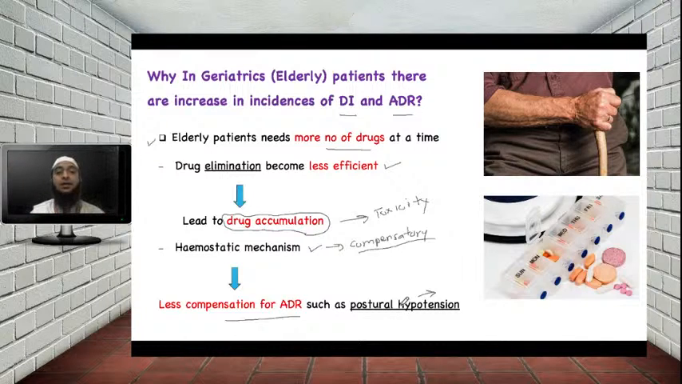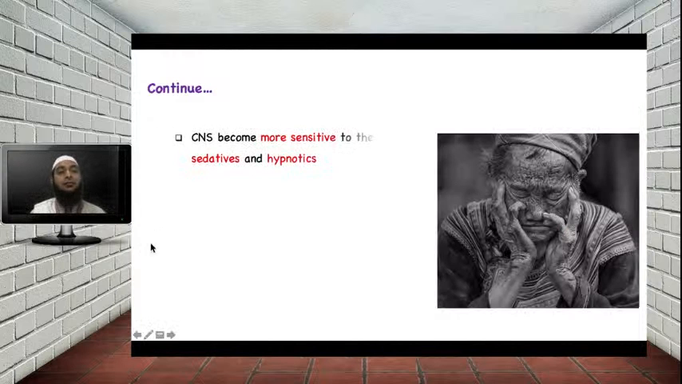So even though only small ADRs are there, the elderly patients are not able to tolerate them because the homeostatic mechanism, the balancing or compensatory mechanism of the body, is disturbed. So this is the third reason. The first reason was increased number of drugs, the second reason was that elimination is affected, and the third reason was that the homeostatic mechanism is disturbed. Let's see the next reason.